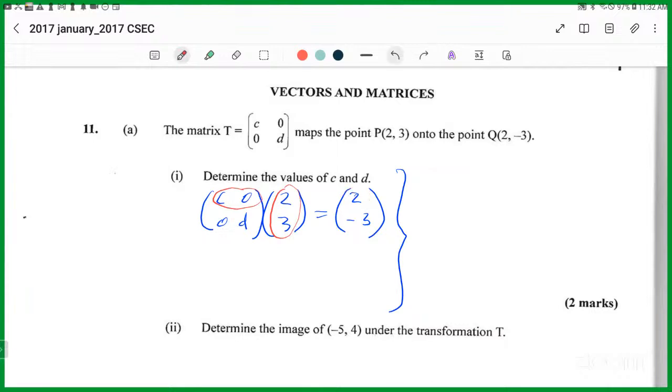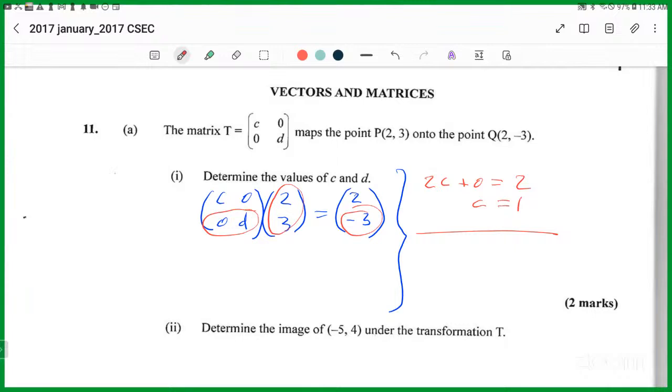So set that up. It is C times the 2, which is 2C, and the 0 times the 3, which is 0, that is equal to this 2 over here. And so you really have 2C equals 2, which means that C is equal to 1. And now, this row times this column is equal to the negative 3.